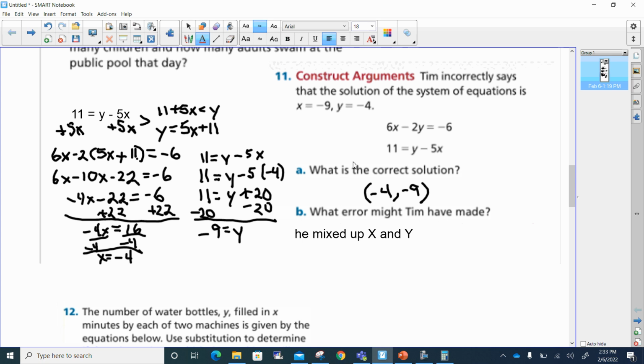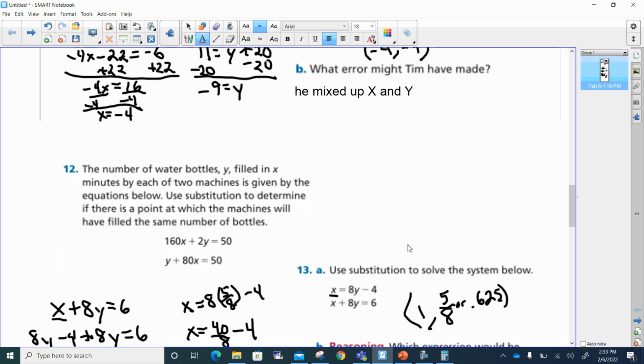What error might Tim have made? Tim might have mixed up x and y, obviously, right? Because x should have been negative 4, and y should have been negative 9. All right, going to number 13.